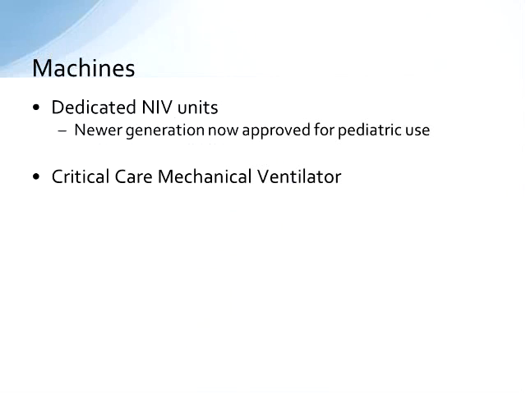So as I mentioned, device selection is paramount, particularly with pediatric patients. Generally there are 2 types of machines available to deliver non-invasive ventilation. Those are the dedicated non-invasive units or a critical care mechanical ventilator, so your ICU ventilator. Some of our newer generation non-invasive units have been approved for pediatric use, so you'll see the Respironics V60 or the Trilogy have been approved for pediatric patients now.